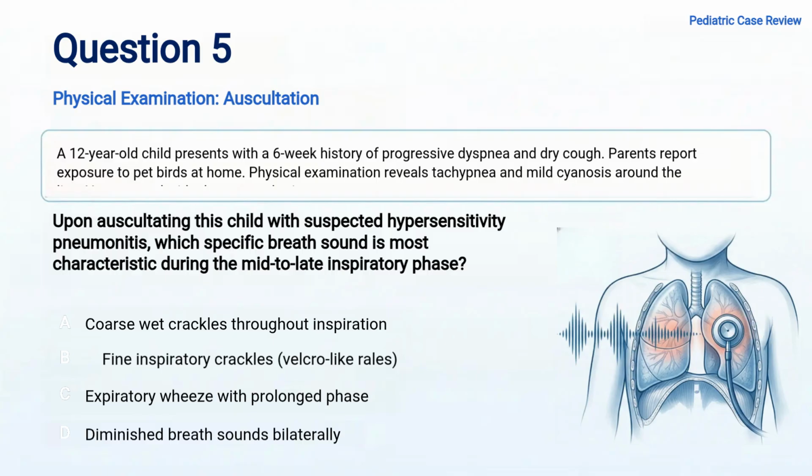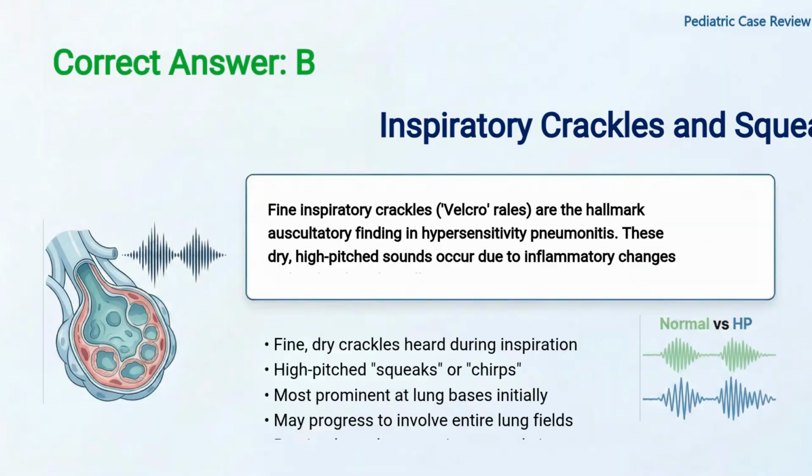inspiratory phase? Option A, coarse wet crackles throughout inspiration. Option B, fine inspiratory crackles, also called Velcro-like rales. Option C, expiratory wheeze with prolonged phase. Option D, diminished breath sounds bilaterally. The correct answer is option B, fine inspiratory crackles, also described as Velcro-like rales.